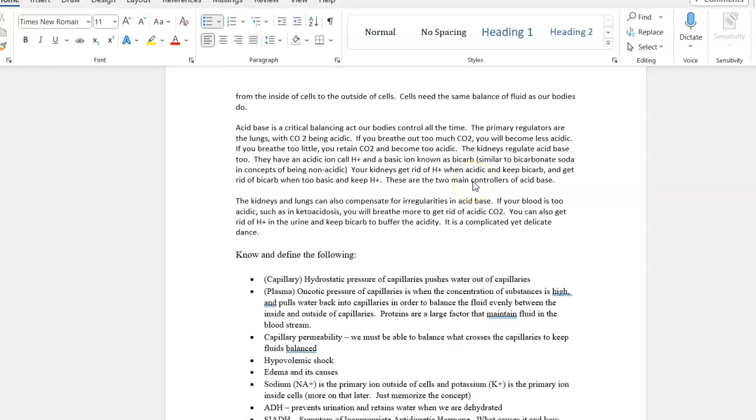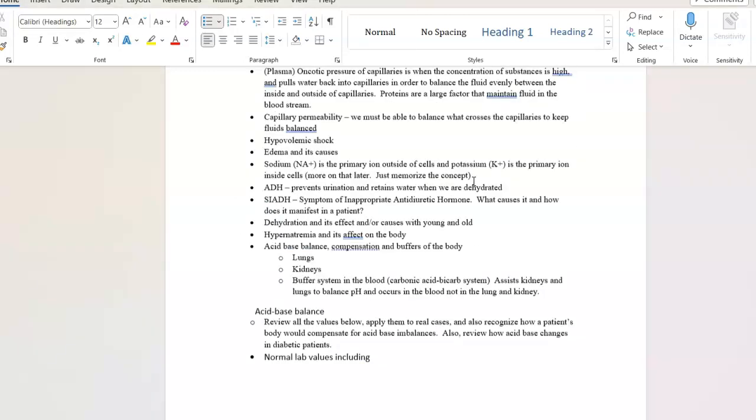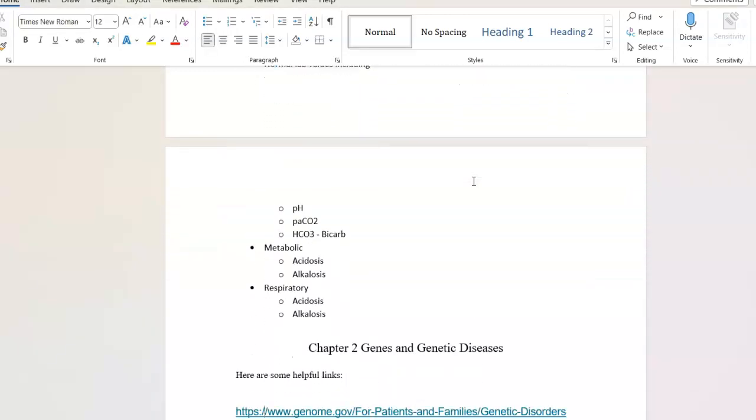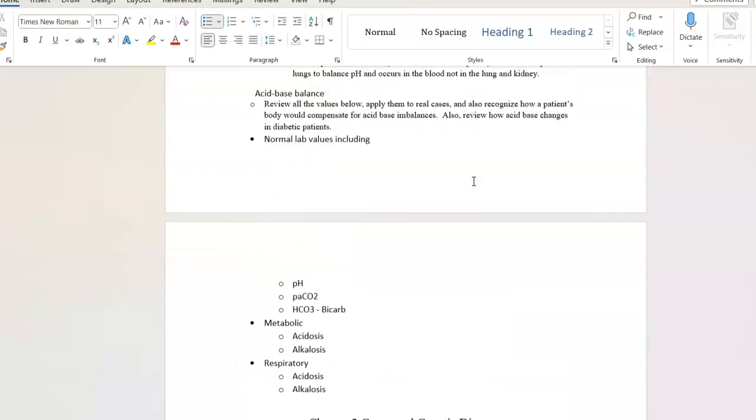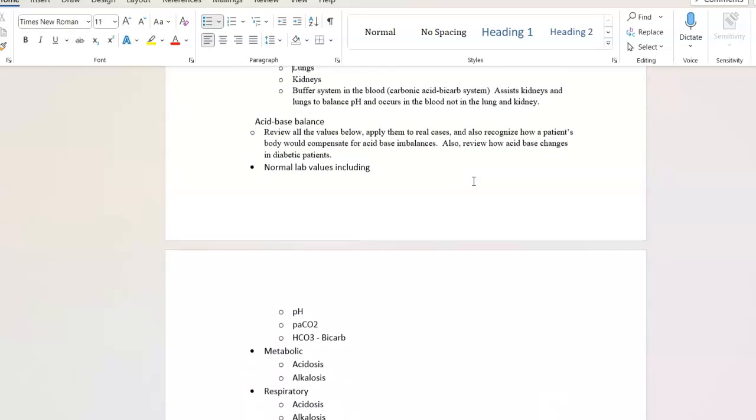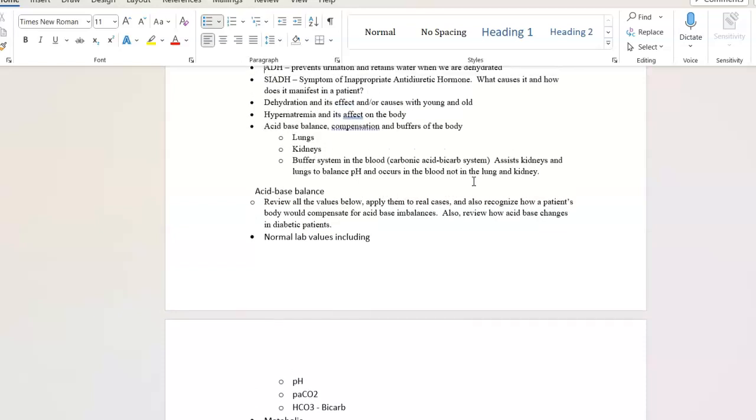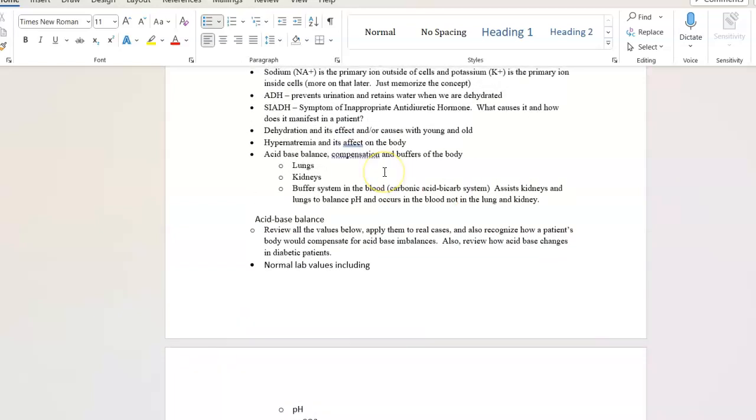I have that further down. I have it further down in the notes. Okay. So lungs and kidneys, big contributors. Now they can also compensate for each other. And there's a third contributor. Okay, here we go. It's under here.